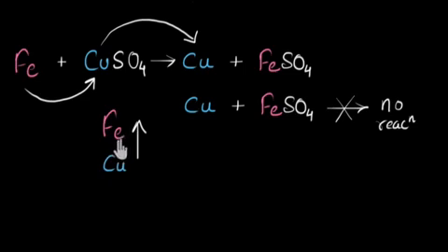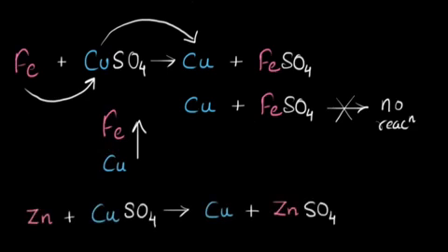Now let's look at one more example to solidify our understanding. This time I am reacting zinc with the salt copper sulfate. And I notice that zinc also displaces copper and forms zinc sulfate. So here I would say that zinc is more reactive than copper. So technically, we are carrying out displacement reactions, and we are seeing that a more reactive metal is able to displace a less reactive one from its compound.